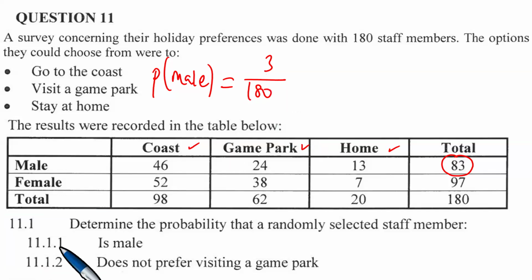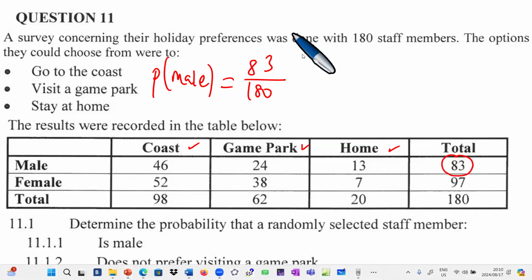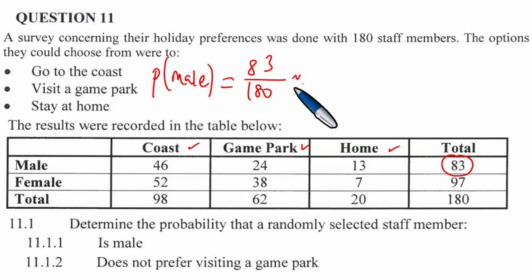Right, and so if this is the case, then what is the equivalent decimal of this? We're going to use our calculator to confirm the decimal equivalent. You're going to have exactly 83 divided by 180, and the result is 0.46, or you can write it as 46.11%.